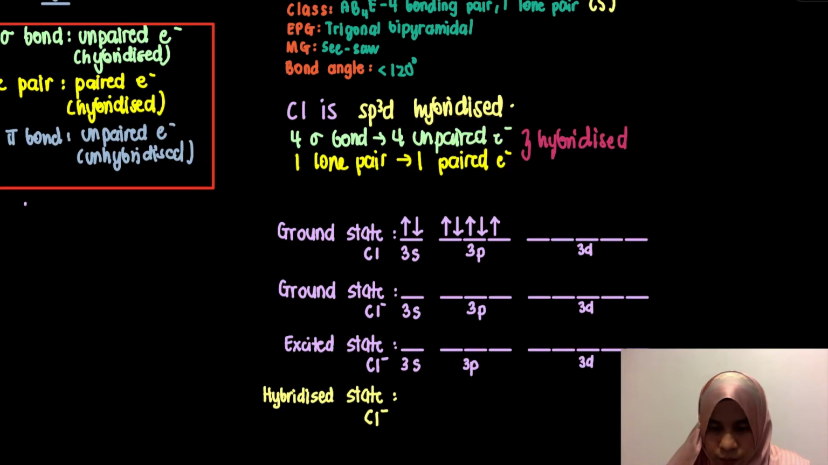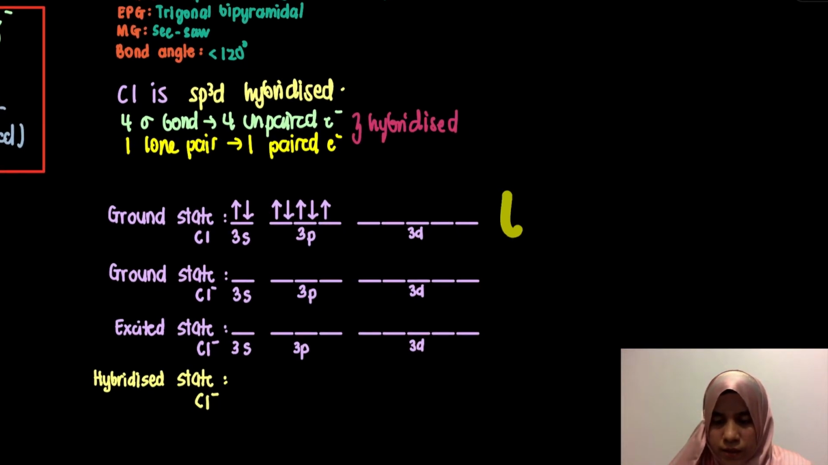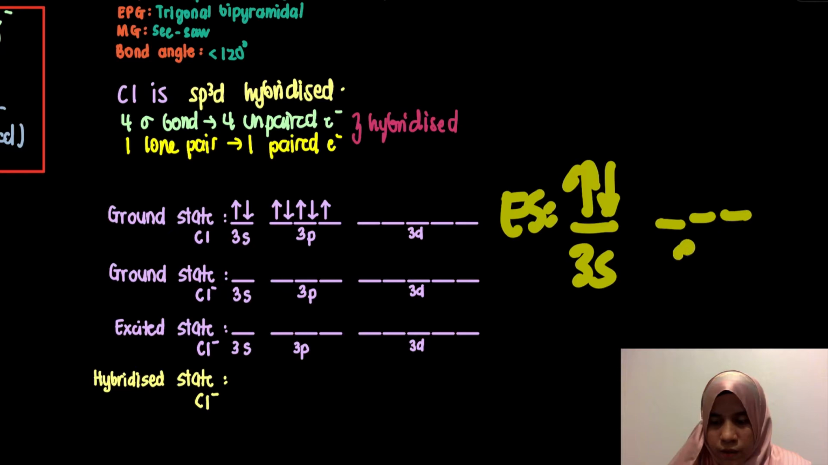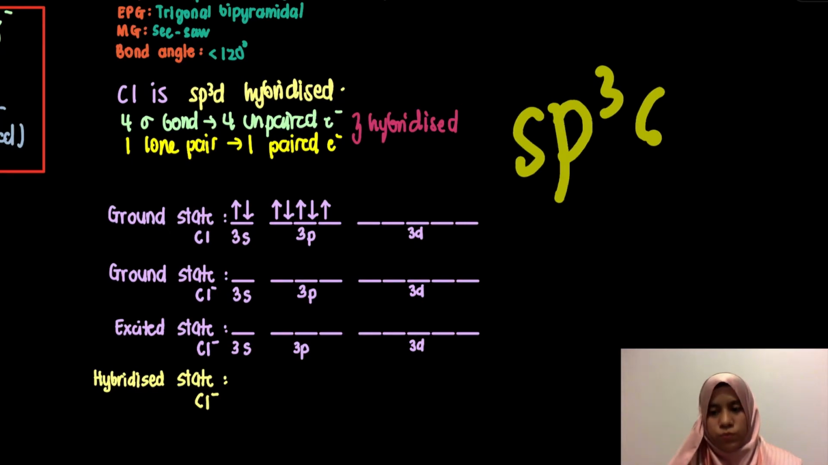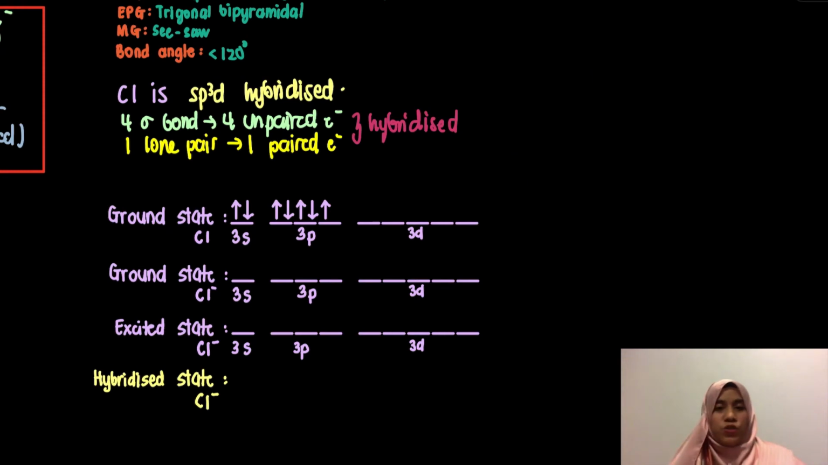Contohlah kan, kalau kamu tak kira charge dia, kamu ingatkan Cl sahaja, nanti dia akan jadi macam ni. Satu ni memang paired. Nanti your excited state would be this. Excited state kamu, dia akan jadi 3s ni kamu biar je. 3p ni, nanti mesti kamu jadikan single kan. Lepas tu nanti 3D kamu 1, 2. So nanti kamu jadi 1, 2, 3, 4, 5, 6. Kalau 6 nanti jadi sp3d2.